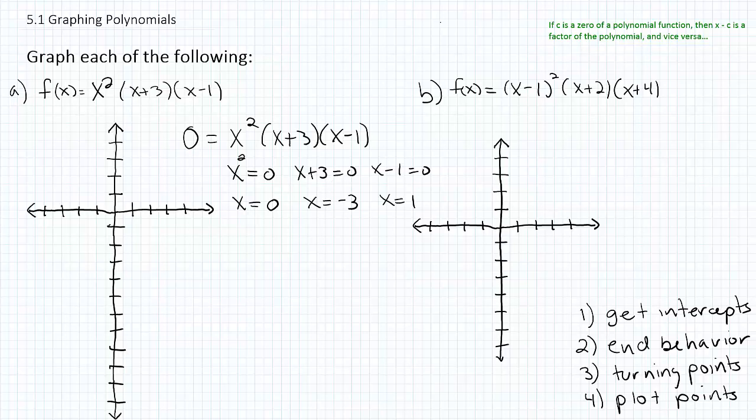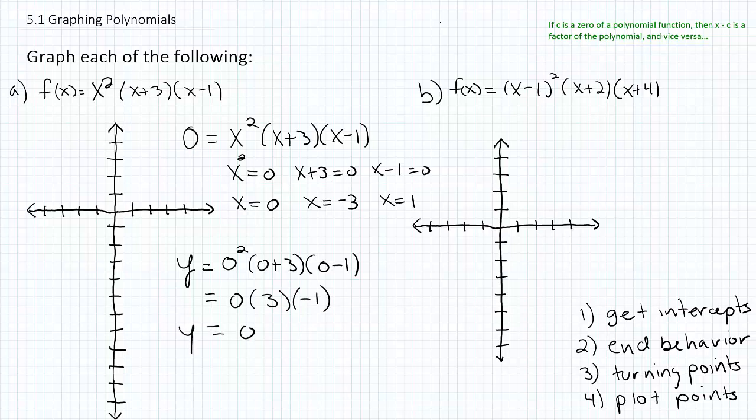To get your y-intercept, basically you set the x value equal to 0. So you'll have y is equal to 0 squared times 0 plus 3 times 0 minus 1. And that, of course, will give you 0 times 3 times negative 1, which ends up giving you 0, because 0 times anything is 0. So your y-intercept is at 0. That's also one of your x-intercepts, your first one actually. So we'll just put that point at the origin as one of your intercepts. Then you have x is equal to negative 3. That's your other x-intercept. And your last x-intercept is x is equal to 1. So there's the intercepts plotted.